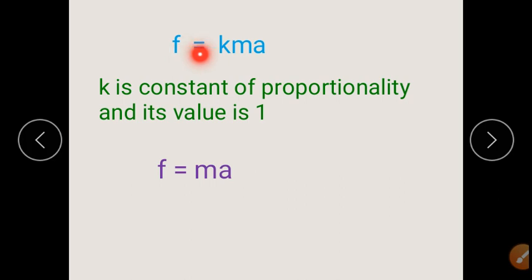This is how it is written. The proportionality sign is replaced using equal to sign, adding a constant k there. K is known as constant of proportionality. Its value is 1. Therefore, this equation F is equal to Kma will become F is equal to ma because K is equal to 1. This is the equation for Newton's second law. F is equal to M into A. F is force, M is mass, A is acceleration.